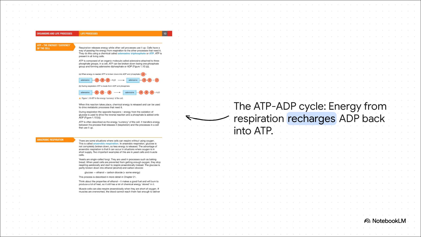When your cells get energy from food, they use it to charge up a molecule called ADP by adding a phosphate to it. That turns it into the high-energy ATP. Then, whenever a part of the cell needs power, it just snaps that phosphate off, releasing the energy. The leftover ADP can then be recharged all over again. It's a perfect continuous cycle.